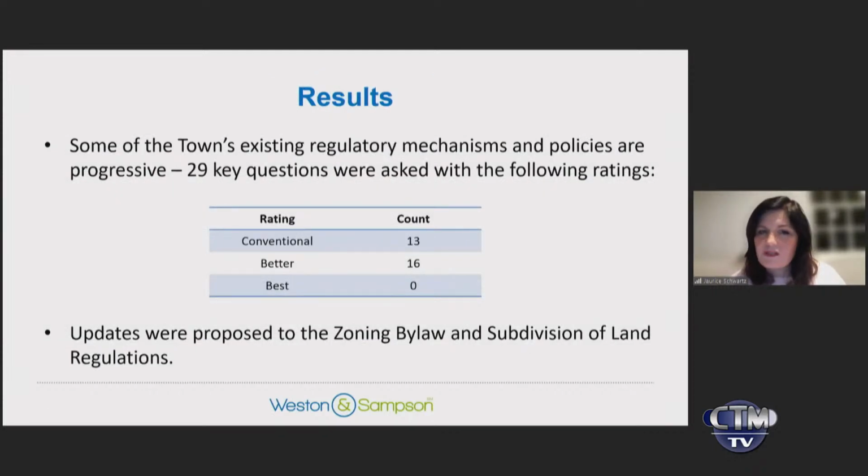Based on the key questions posed as laid out in the report, 13 were identified as conventional, 16 as better, and 0 as best. But again, in certain regulatory documents, the requirements and the language were adequate, and we did not recommend improvements. Overall, the two documents that we proposed improvements to were the zoning bylaw and the subdivision of land regulations.